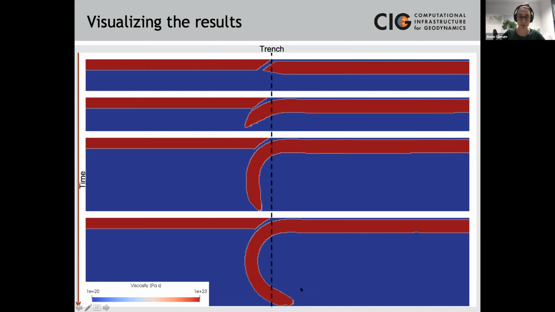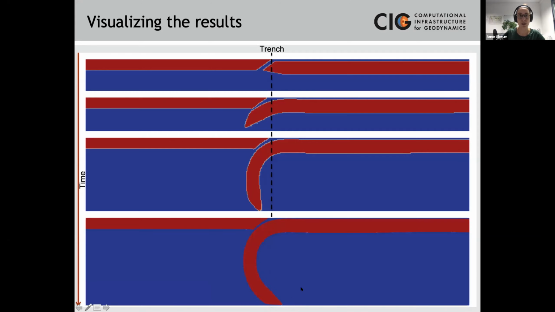I also ran this model in high resolution with the original thickness of the weak zone as described in the original benchmark, and this is what it looks like then. So there's a slight difference due to this resolution and shear zone, weak zone width difference.